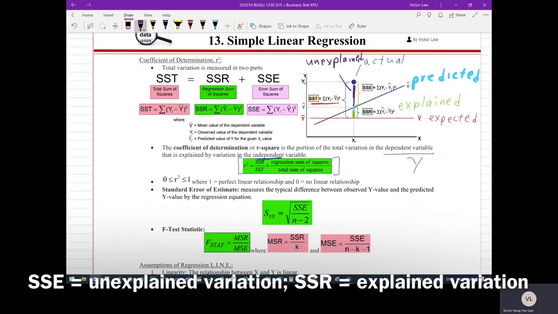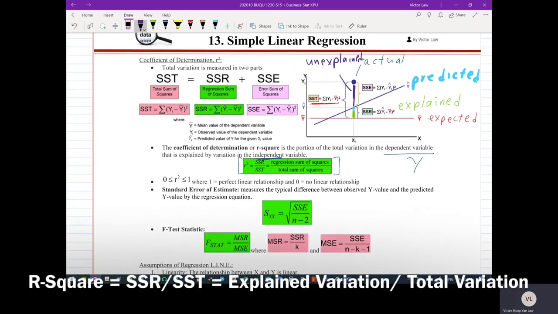So once we understand the diagram, once we understand what is explained and what is unexplained in the model, then when we look at the equation for R squared, we know that R squared equals SSR divided by SST. That makes sense because SSR is the explained portion and SST is your total variation, right? So SSR, explained variation divided by total variation, is basically your R squared.